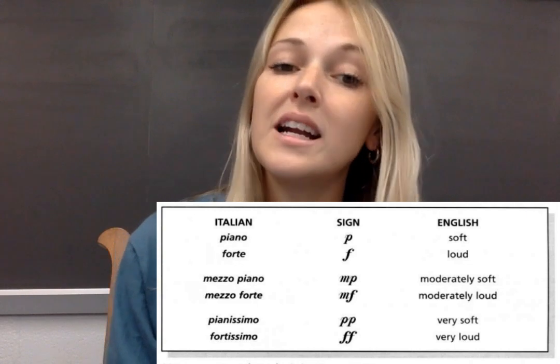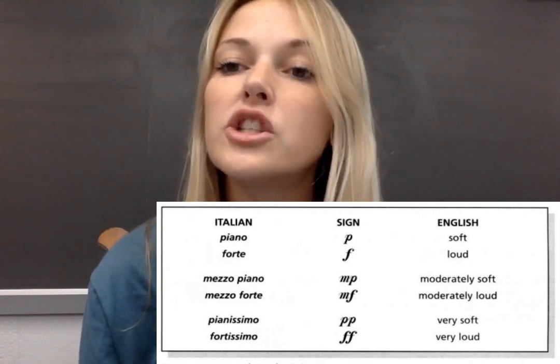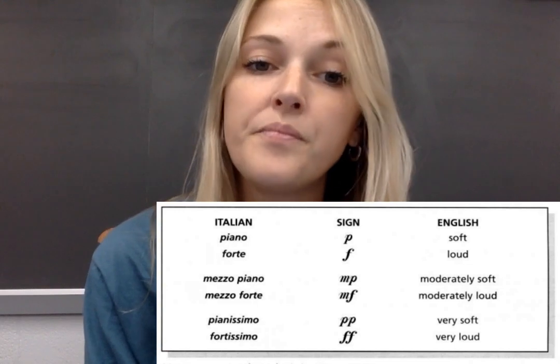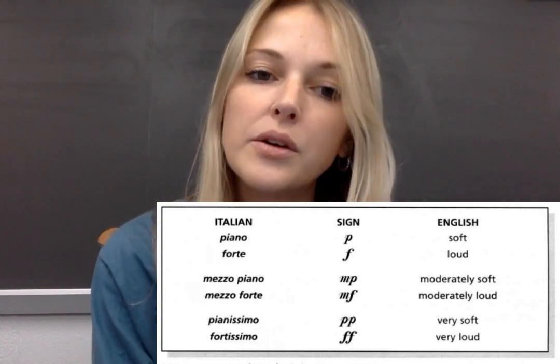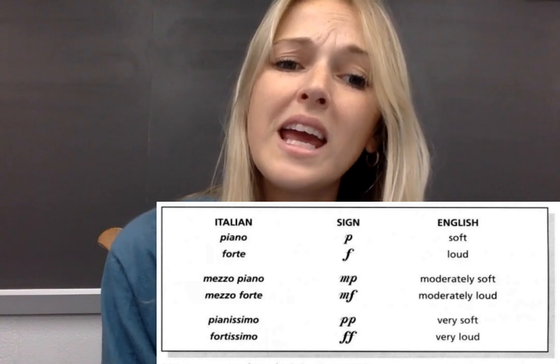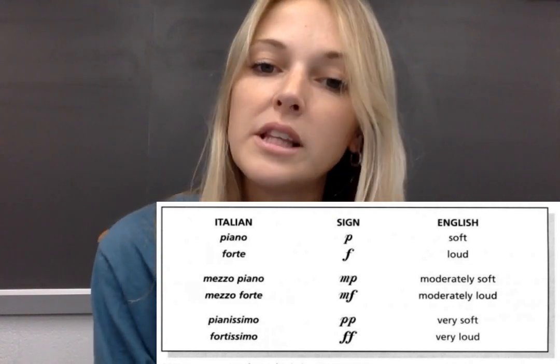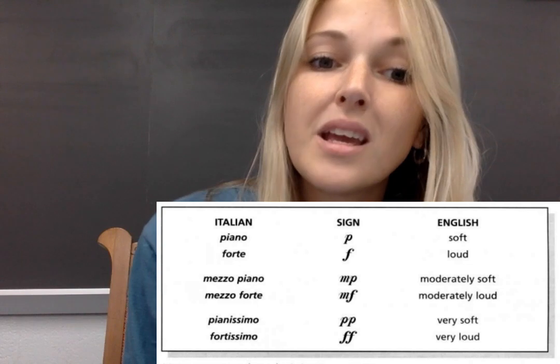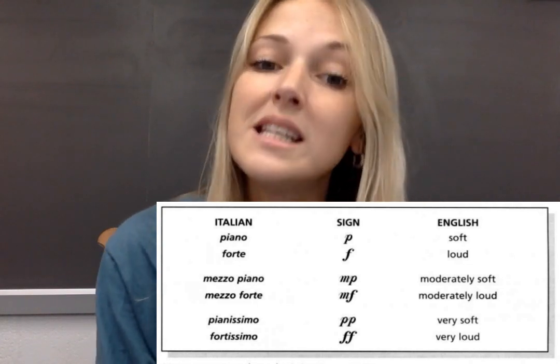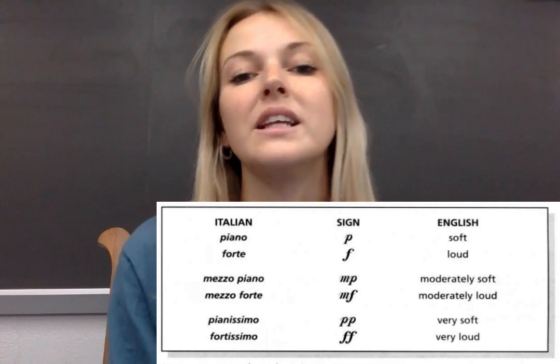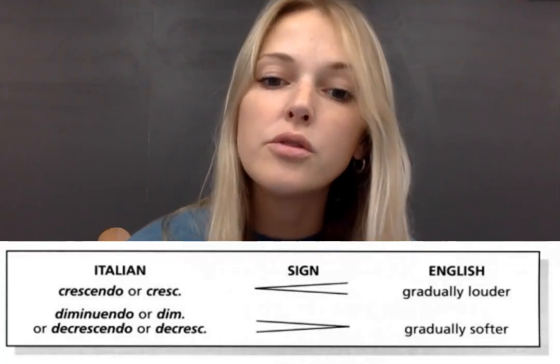So in Italian, we have piano. The sign is a P, a little P. And in English, that means soft. We have forte, which is an F, and in English, that means loud. Then we have mezzo piano and mezzo forte, and those are moderately soft or moderately loud. And then we have pianissimo and fortissimo, which is very soft and very loud. You can add as many P's and F's as you want into these to really, really show how you want your music played.